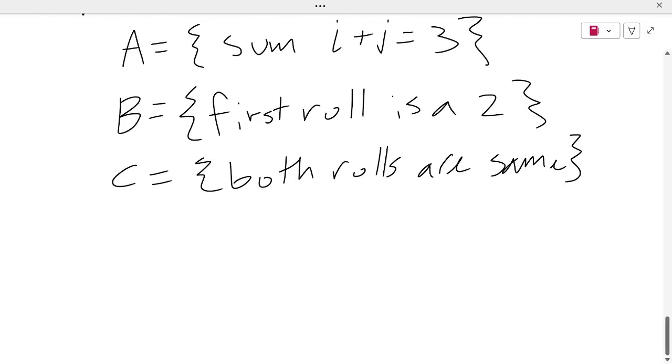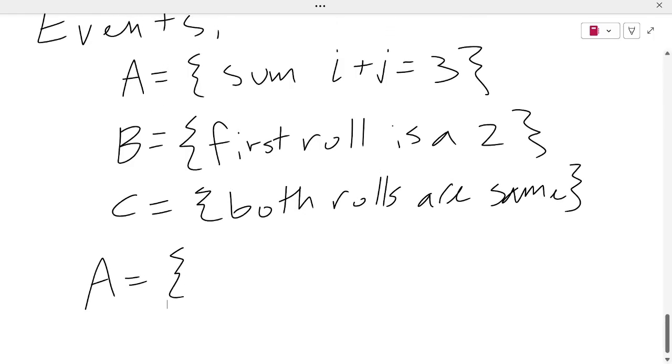Pause the video, maybe see if you can figure out what the probabilities are. Let's go ahead and describe what event A looks like. What are the possible outcomes in event A? Well, the sum has to be 3, and there's only one way. The only options we can do are using numbers 1, 2, 3, and 4. There's only one way to do that, if we add a 1 and a 2 together, right?